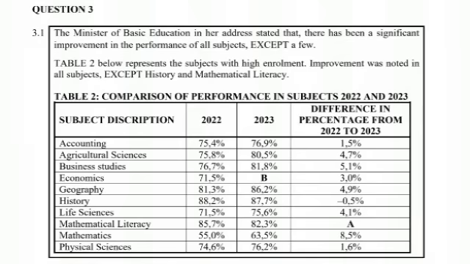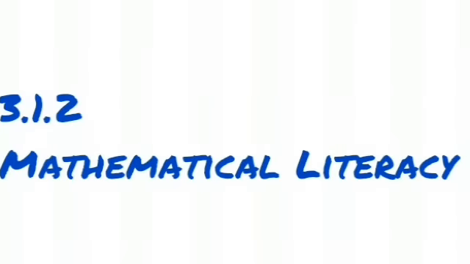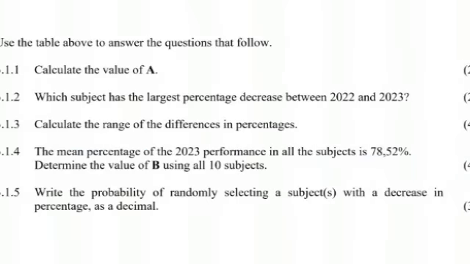Look at mathematics, mathematical literacy. It used to be 85.7 and now it is 82.3. So that is a significant decrease. So our answer is mathematical literacy. We are looking for a decrease, so be careful of that. Not all of them are decreases. And when you find the ones that are decreases, you're going to look for the largest one.